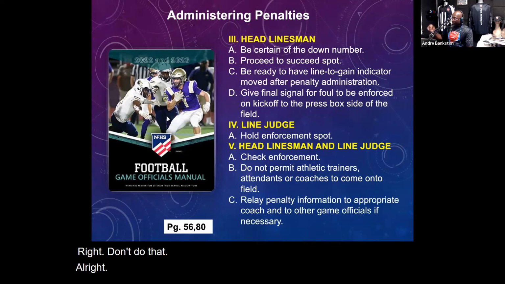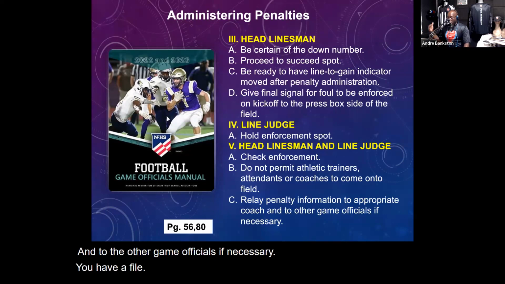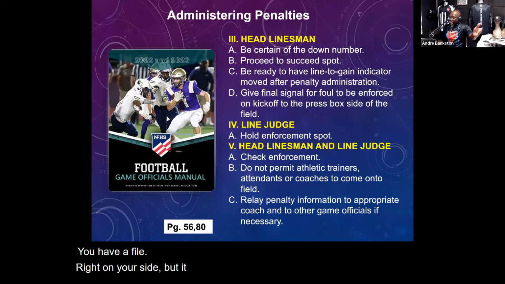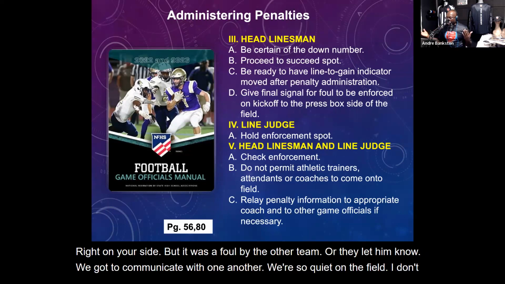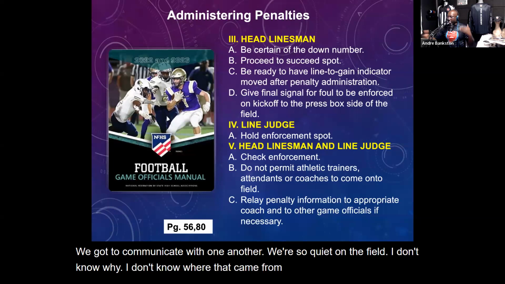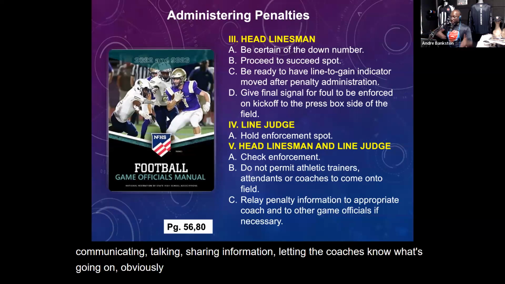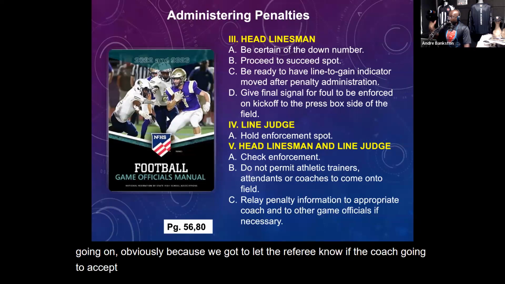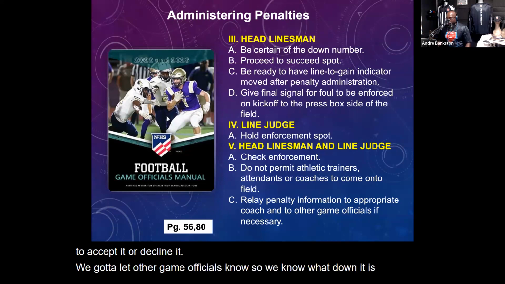Relay penalty information to the appropriate coach and to the other game officials if necessary. You have a foul on your side, but it was a foul by the other team, so let them know. We have to communicate with one another. We're so quiet on the field. I don't know where that came from. We're supposed to be communicating, talking, sharing information, letting the coaches know what's going on, obviously, because we have to let the referee know if the coach is going to accept it or decline it. We have to let the other game officials know so we'll know what down it is.